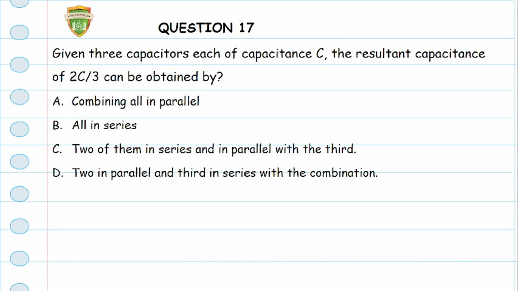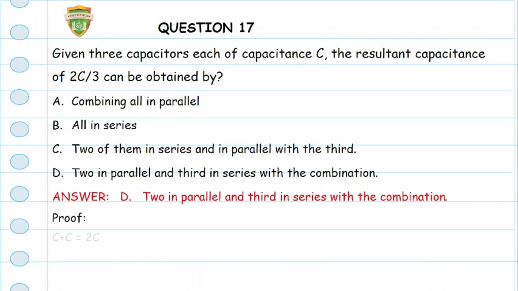Now, the next option here says two of them in series and in parallel with the third. If we put two of them in series, using our method of product over sum, the product of C and C will be C squared. The sum will be C plus C, which is 2C. So C squared over 2C, one of the C's will cancel out the other, leaving us with C over 2. Then we add another C to it because it is in parallel with the third, but we're not going to get 2C over 3. So that means our answer will be D, 2 in parallel and a third in series with the combination.